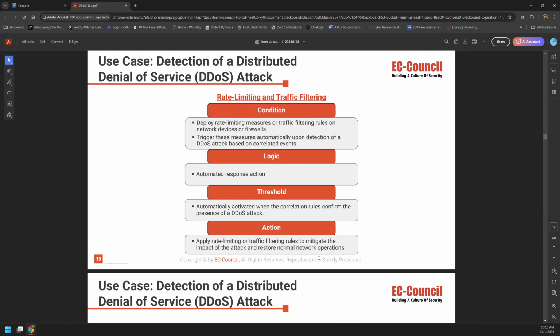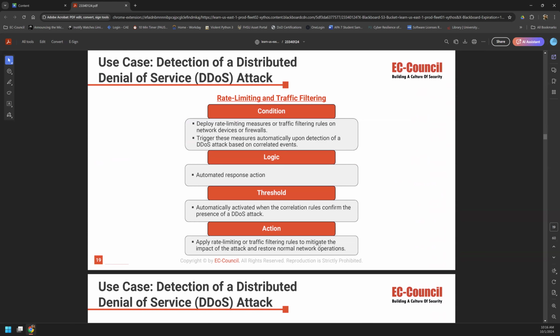On the rate limiting and traffic filtering, deploy some kind of rate limiting measures or traffic filtering rules on the firewall or device. Trigger those measures automatically upon detection of a denial of service attack. And we can have an automated response in this case that will apply that rate limiting immediately for us.